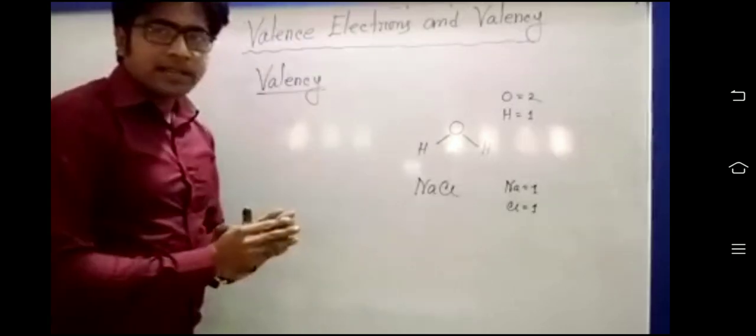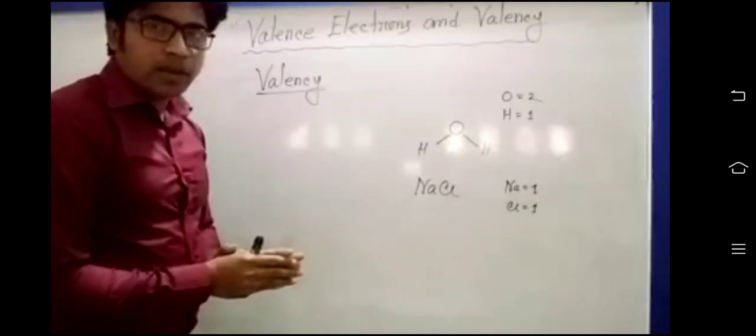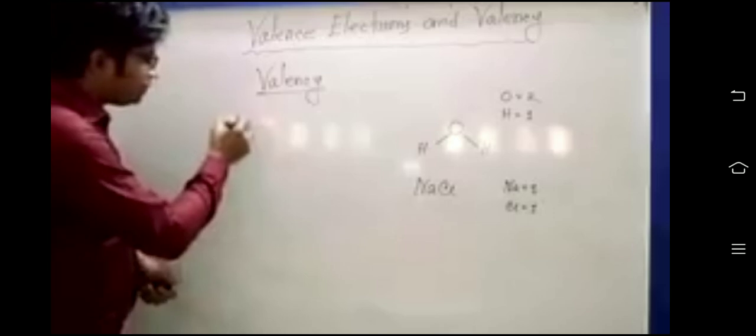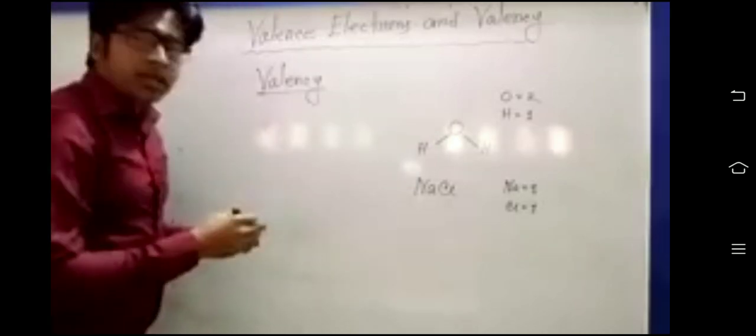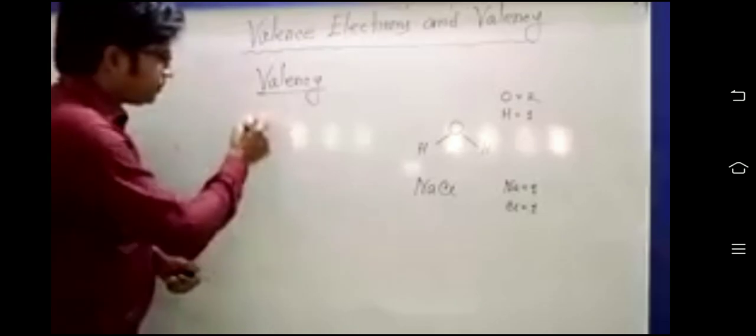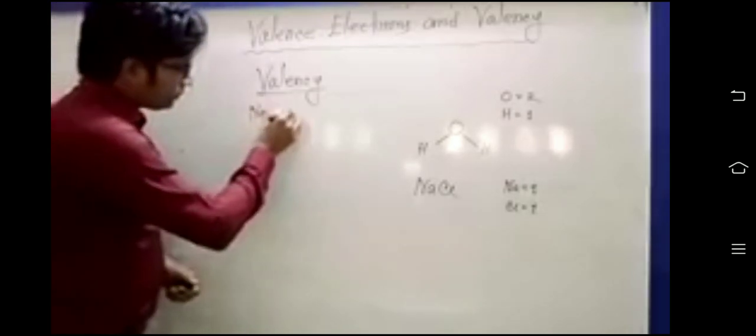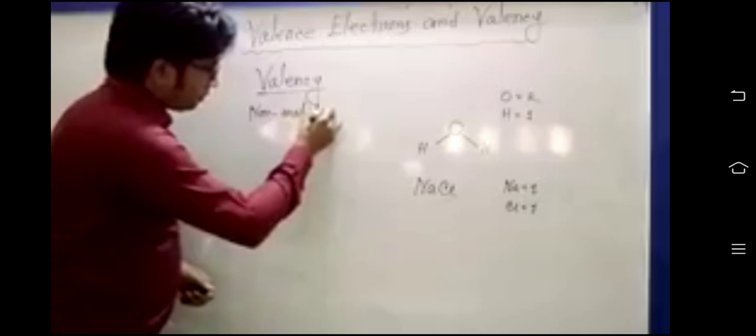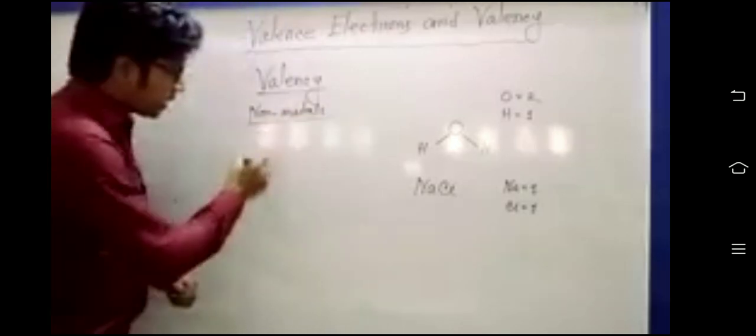Now I will discuss some ways to find the valency of elements. Look here. First we will learn the valency of nonmetals. How to get the valency of nonmetals? First, hydrogen.